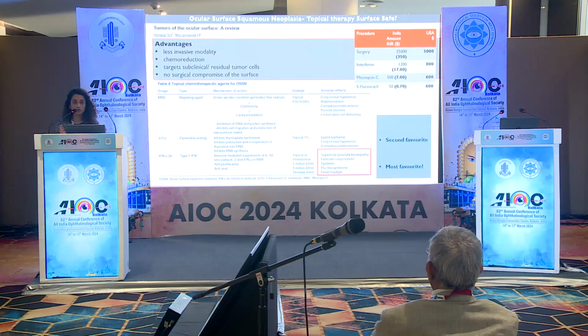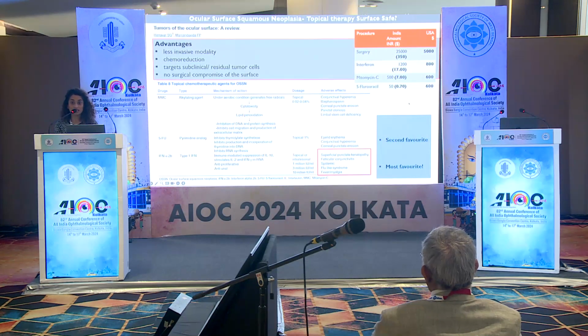Now the cost factor. I'm going to compare the United States and India regarding the cost of each. So 5-FU is very, very cheap. If you see, it's like $1.